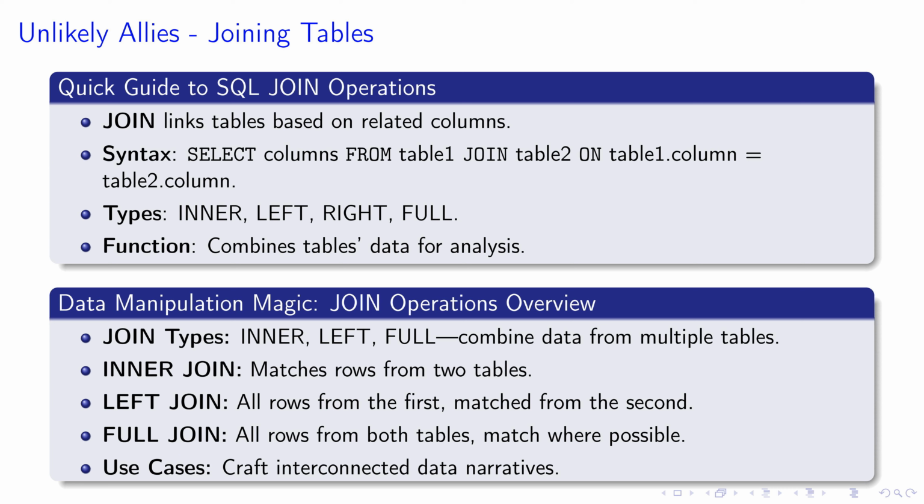Let's break them down. An inner join matches only the rows in both tables where the condition is met. Using a left join, we get all rows from the first table and only the matching ones from the second. With a full join, all rows from both tables are selected, matching rows where possible.